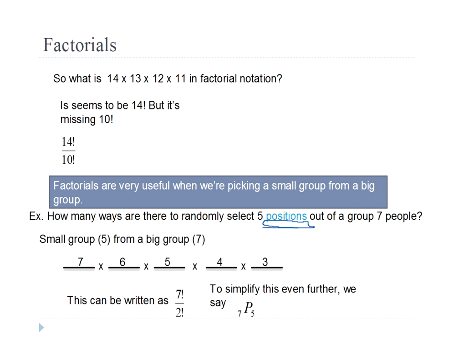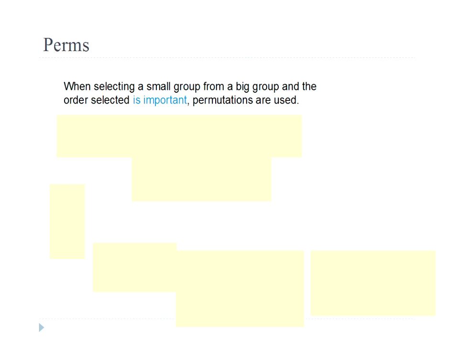Now, the way we write this is 7p5. And the p here is because we have positions. We have order counting. So this is called a permutation. And when order is important, it's a permutation.